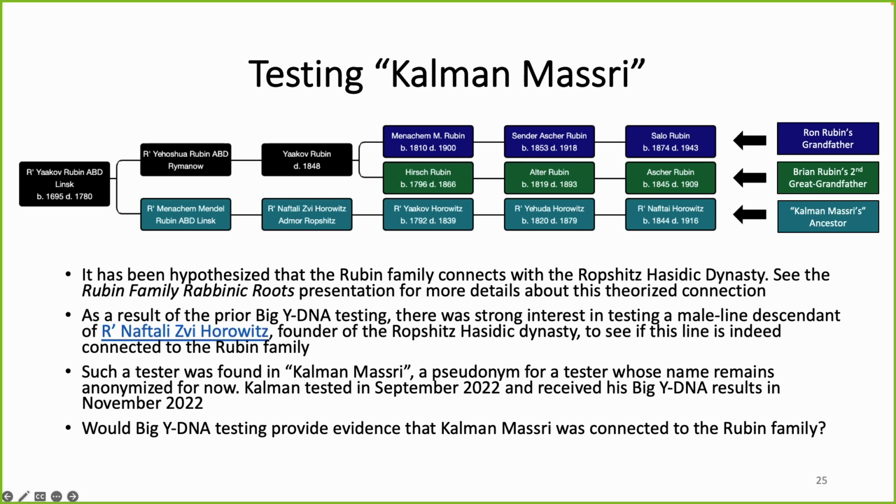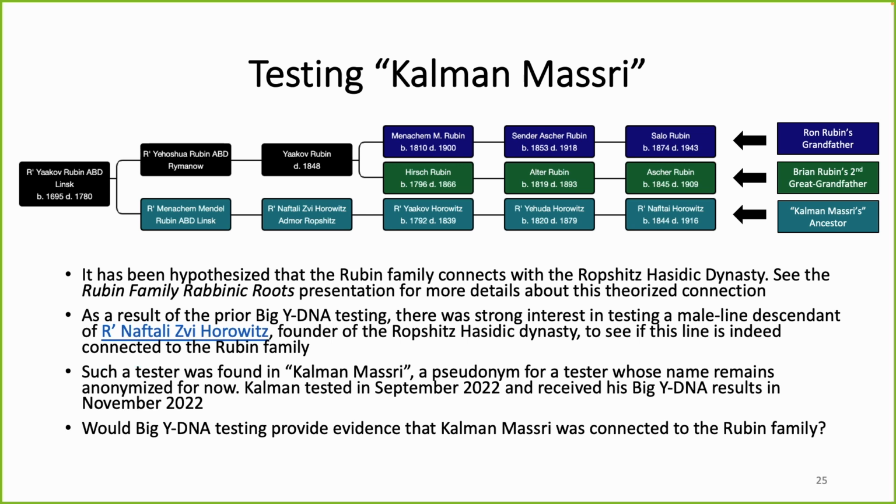So one famous cousin of Yaakov Rubin, if this was true, is a guy named Naftali Tzvi Horovitz. He's the founder of the Ropshitz Hasidic line. Again, we talk about all of this in the third presentation, and you can definitely look back at that presentation or reference the video on YouTube to go back into that in more detail.